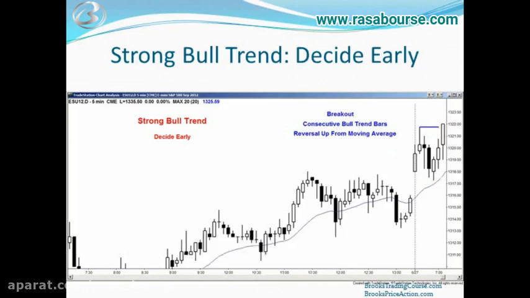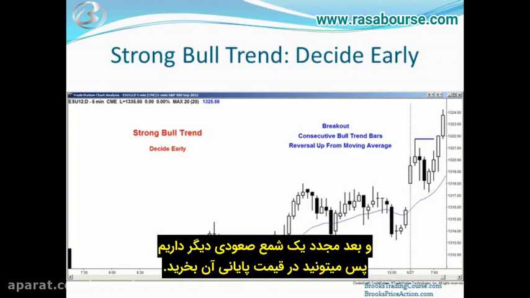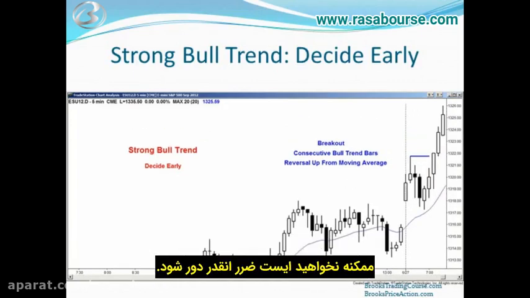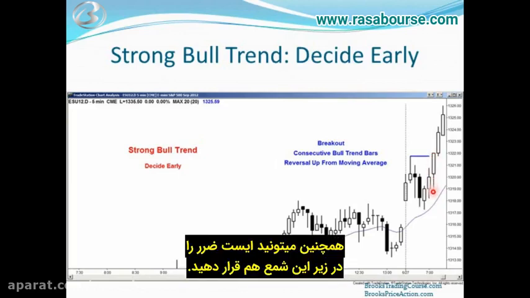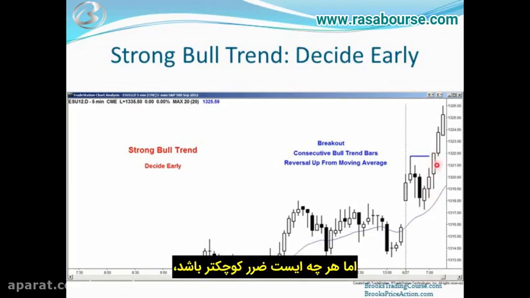Another bull bar, buy the close. Another bull bar, buy the close. And you're saying, well, Al, I don't want my stop way down here. That's where your stop goes. Or you could put it below the low of this breakout bar. You could also put it below this bar as well. But the tighter the stop, the more likely you'll get stopped out.